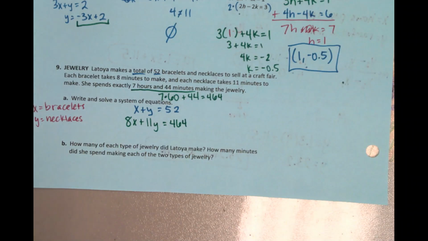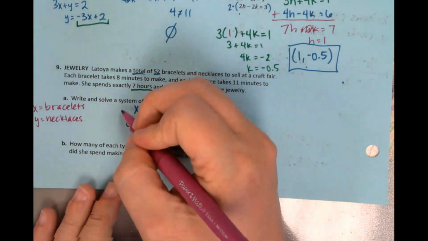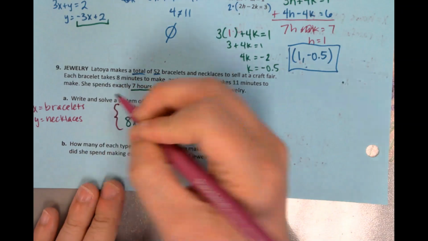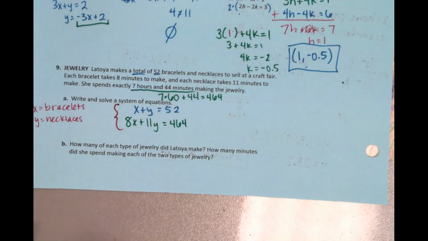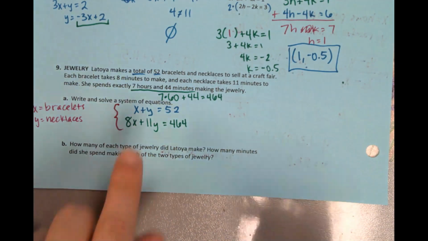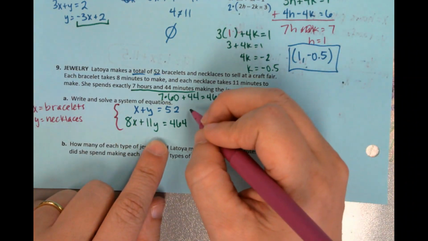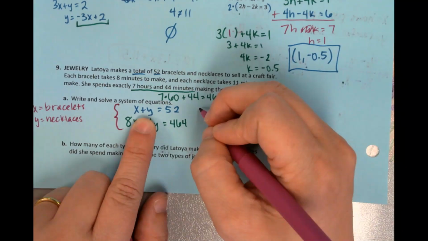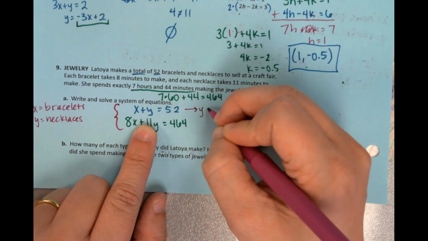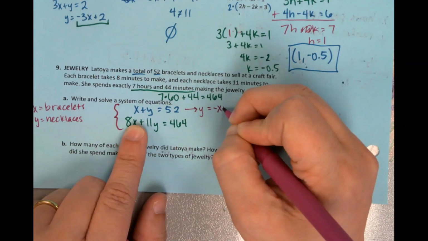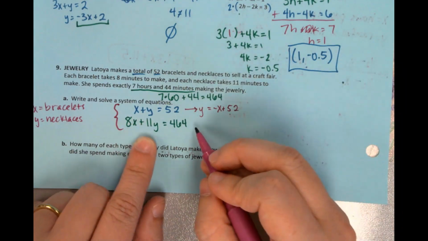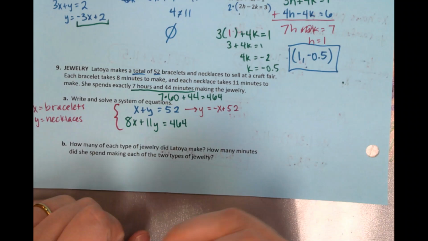All right, that is our system. We have now written it. We now need to solve the system. I'm going to solve by substitution. 1, because our earlier substitution problem had no solution, and 2, because it's pretty easy to isolate either one of these. So I'm going to isolate y, which means I would have y equals negative x plus 52. That's what I'm going to plug into my other equation.